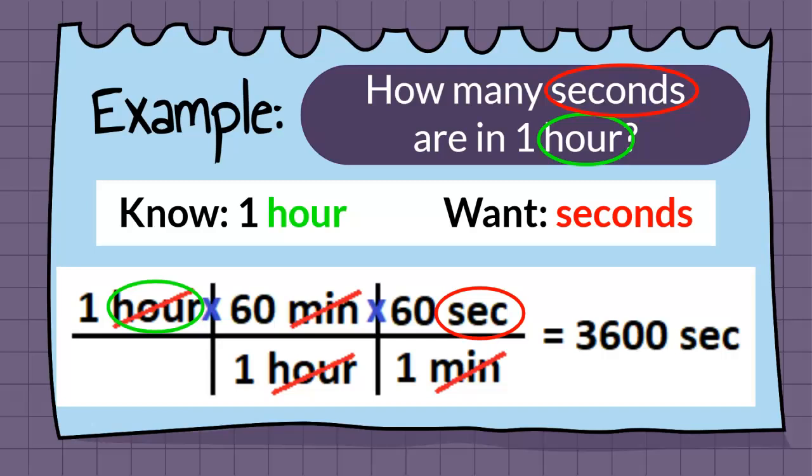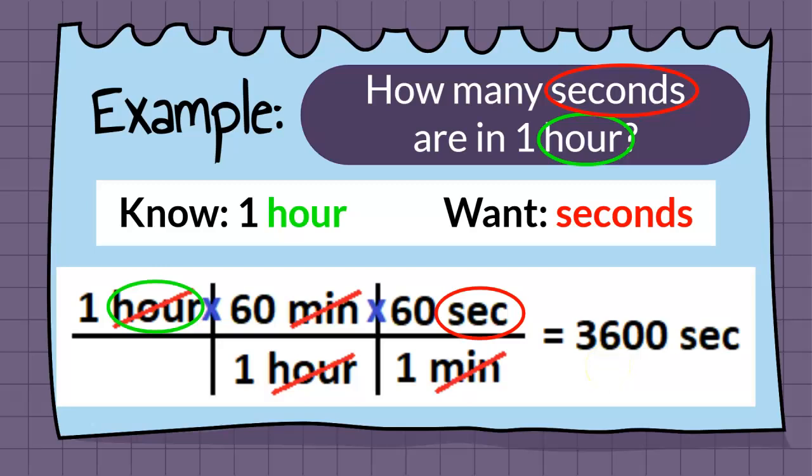Now that we've set up our dimensional analysis, all you have to do is multiply your top numbers and divide by your bottom numbers. So 1 times 60 divided by 1 divided by 1, and you get your final answer, which is 3,600 seconds. You use this format every time you're trying to convert from one unit to another.